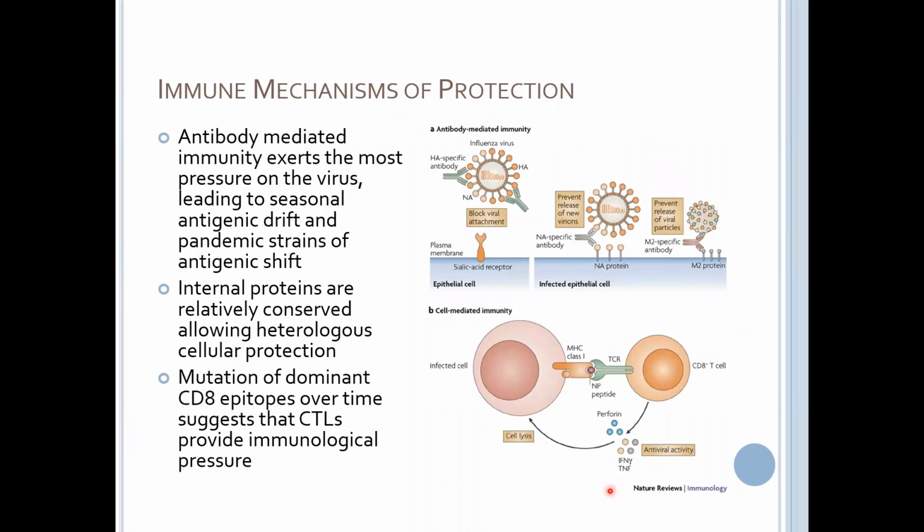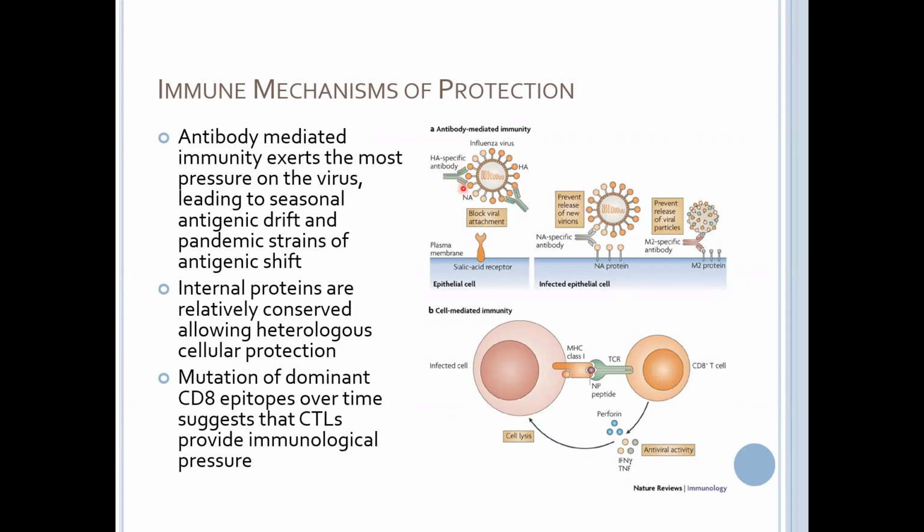And both of these, I would say, fall under that broad category of type 1 mediated immunity I mentioned briefly yesterday. Type 1 mediated immunity is that immune class of effector mechanisms that's targeted at intracellular pathogens, where the pathogen's replicating inside a cell, and part of our control of that pathogen is going to be to kill the cells that are hosting the pathogen. Antibody-mediated immunity exerts the most pressure on the virus, and this is what leads to the rapid evolution of influenza virus from season to season.